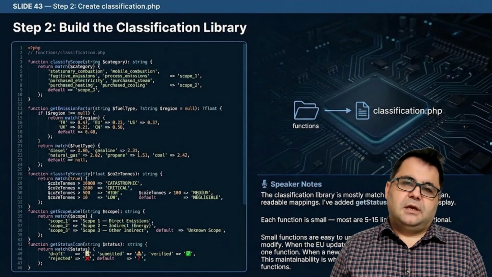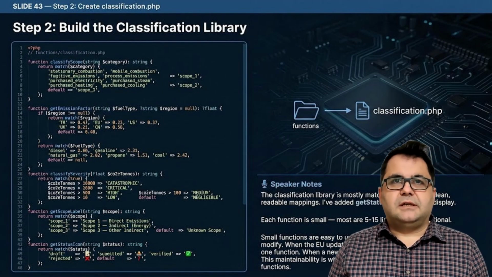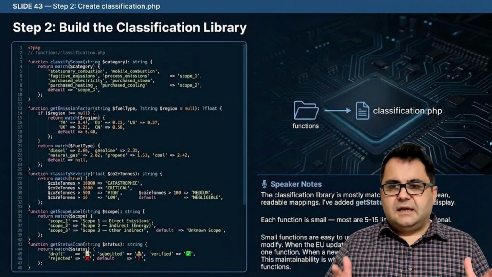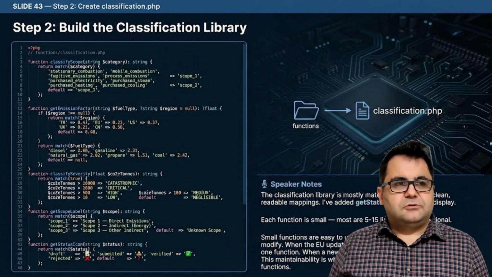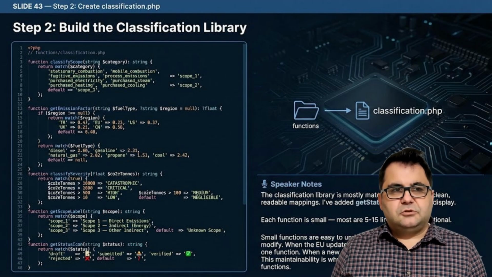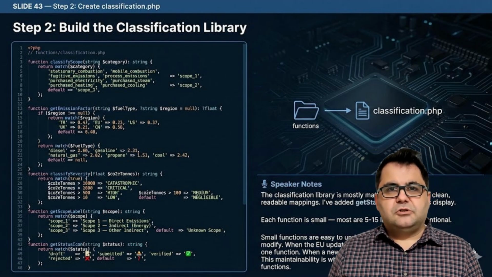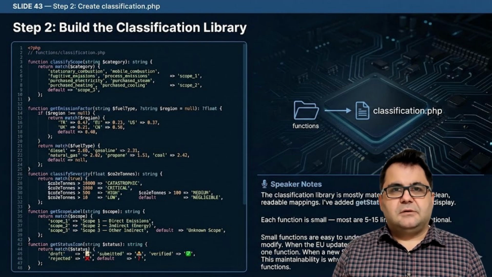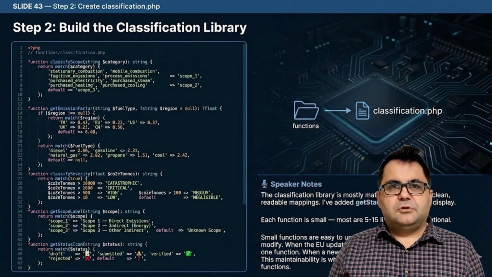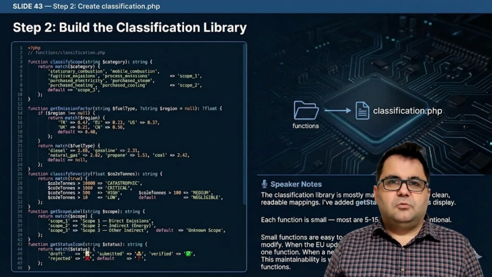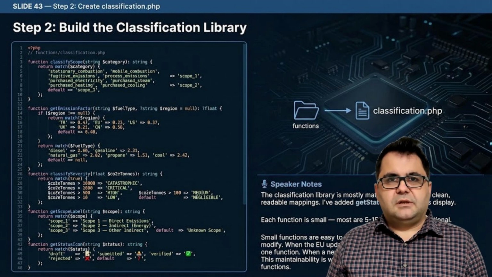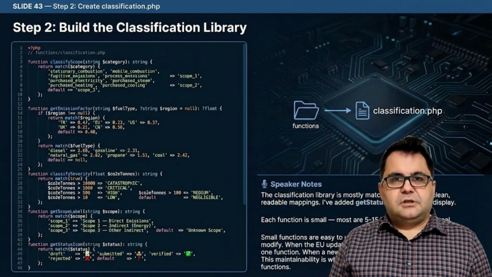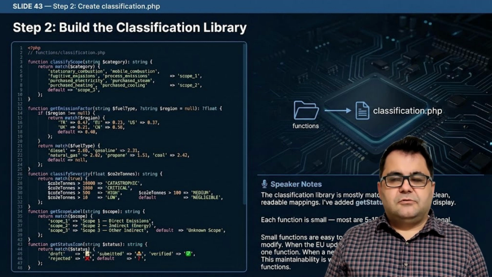The classification library is mostly match expressions, clean, readable mappings. I've added icon for status display. Each function is small, most are 5 to 15 lines. That's intentional. Small functions are easy to understand, easy to test, and easy to modify. When the EU updates emission factors next year, you change one function. When a new Scope 3 category is added, you add one line. This maintainability is why we separate concerns into focused functions.